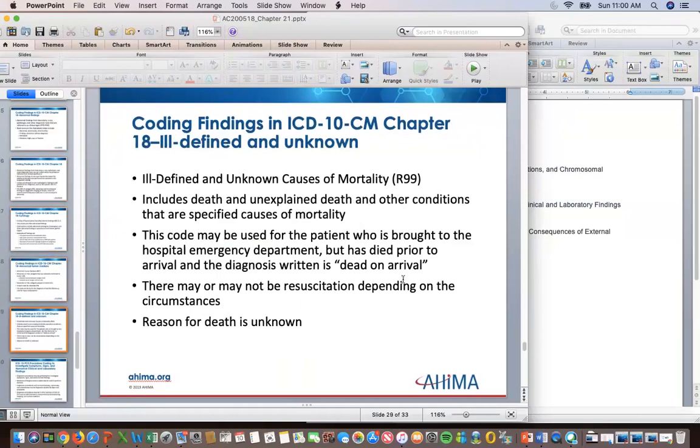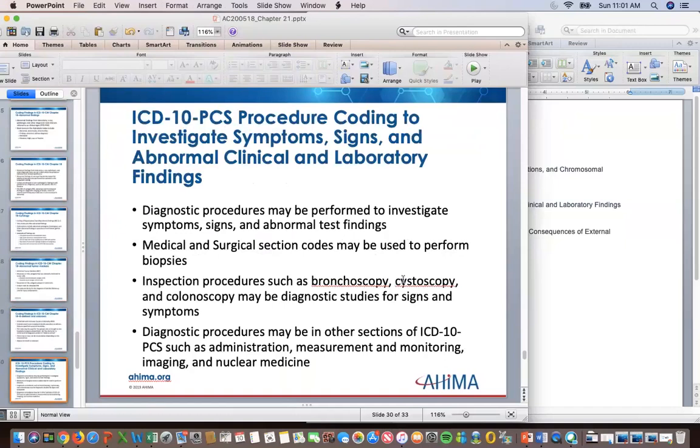So that's something that the tests are done for diagnosis of, and the follow-up care for malignancies also. Last but not least, we have ill-defined and unknown causes of mortality, R99. That includes death, unexplained death, or other conditions that are specified causes of mortality. The code may be used for a patient who is brought to the hospital ER but has died prior to arrival, and the diagnosis written is dead on arrival.